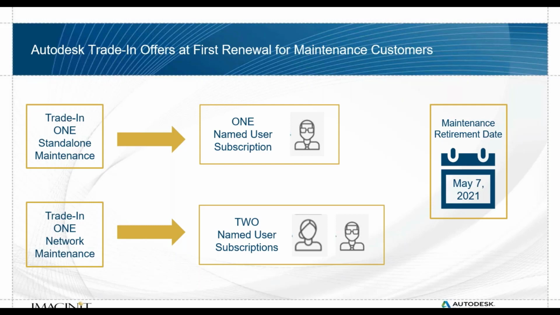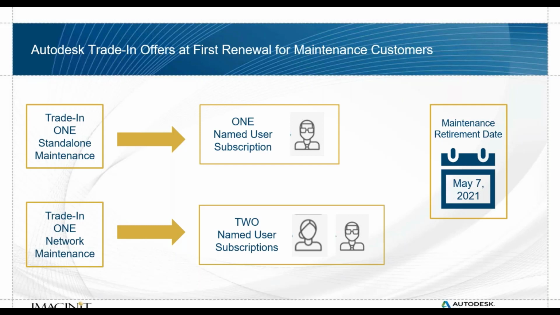If you have a network maintenance plan on that first renewal, and again, before the retirement of maintenance, which is next May, you can trade in the 1 multi-user or network seat for 2 named user subscriptions, once again at a cost that's very consistent with what you pay today.